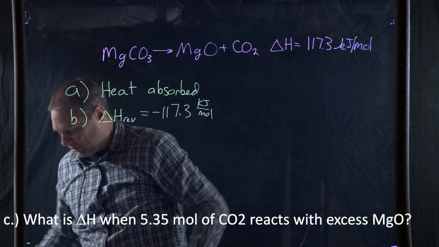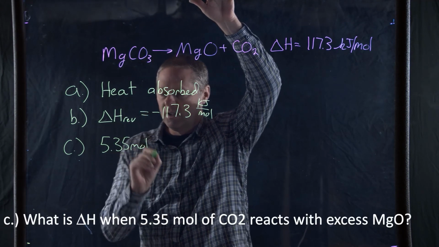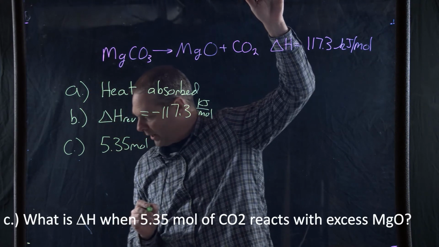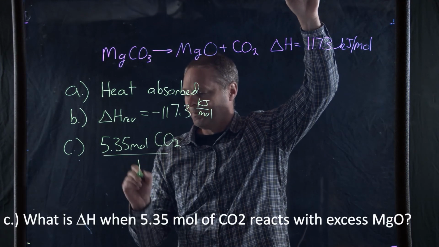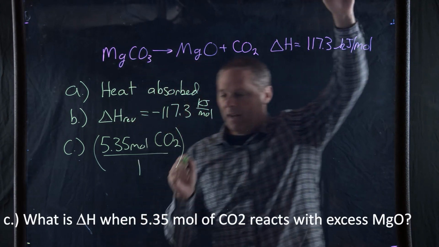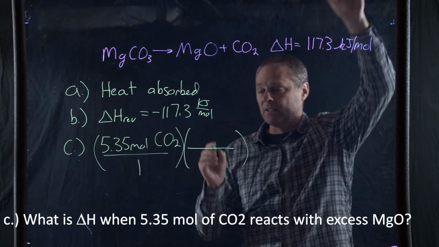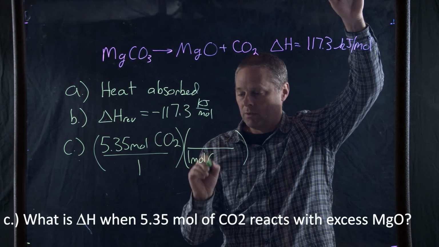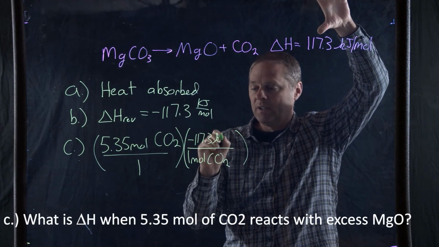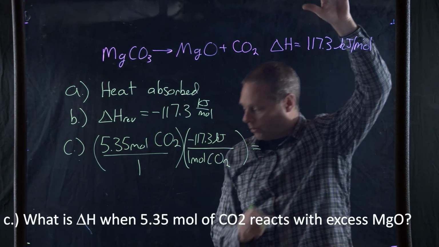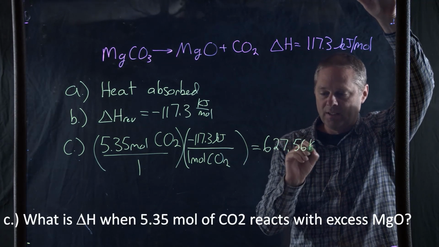C asks, what is delta H when we have 5.35 moles of CO2 reacts with excess magnesium oxide? So we're writing the reverse of this. So this becomes moles of CO2. And now, if we have the reverse of this, right? If we're asking carbon dioxide to react with the magnesium oxide, then for every 1 mole of CO2, it's going to release a negative 117.3 kilojoules of energy. If we do that arithmetic, what we end up getting is 627.56 kilojoules.